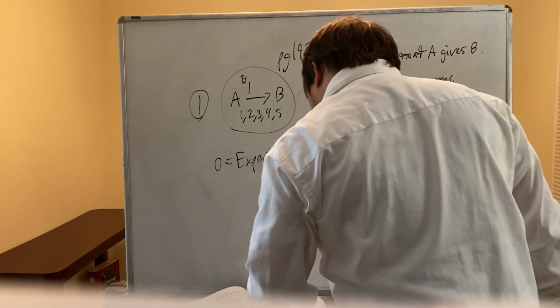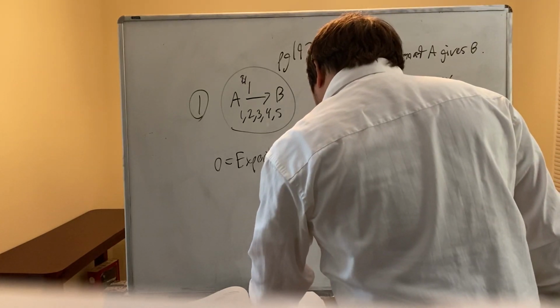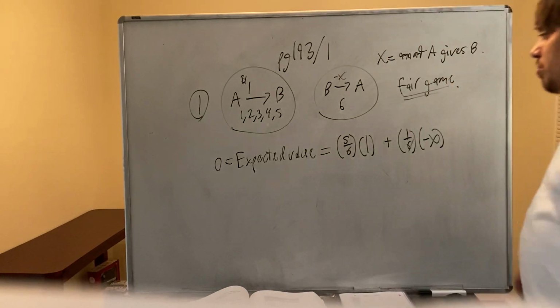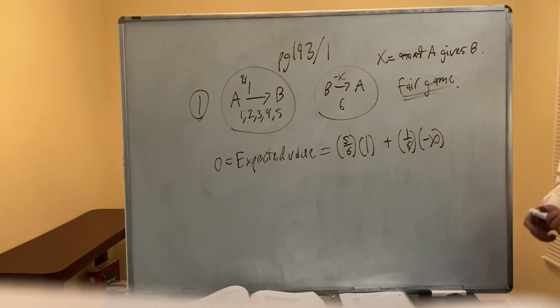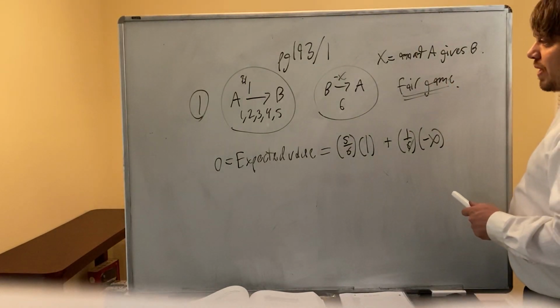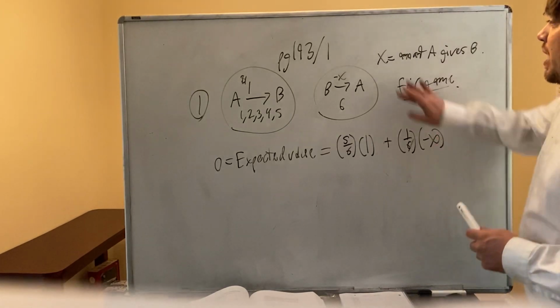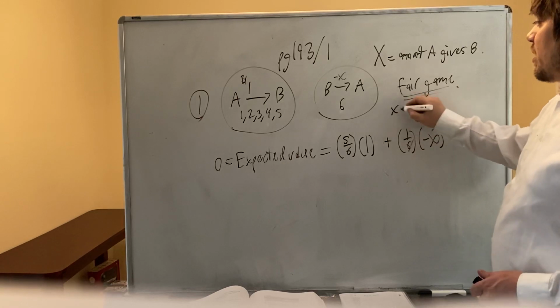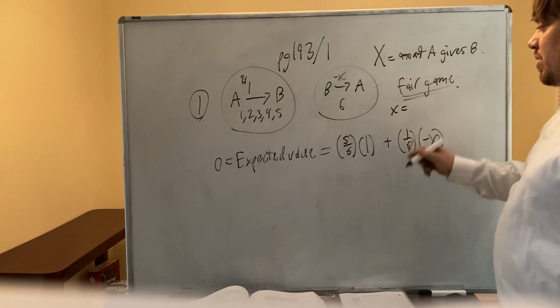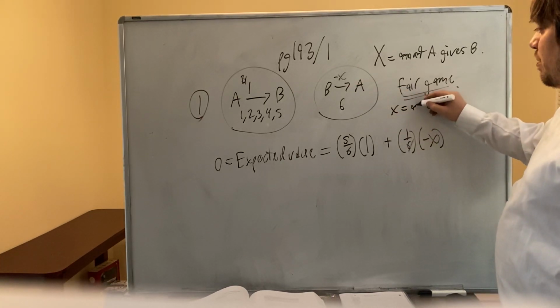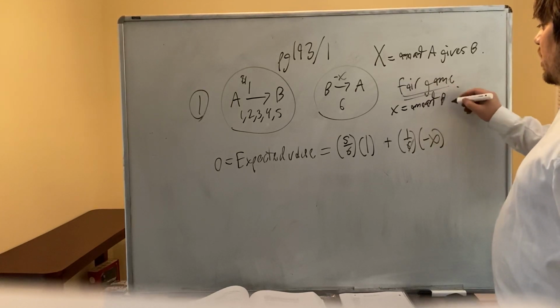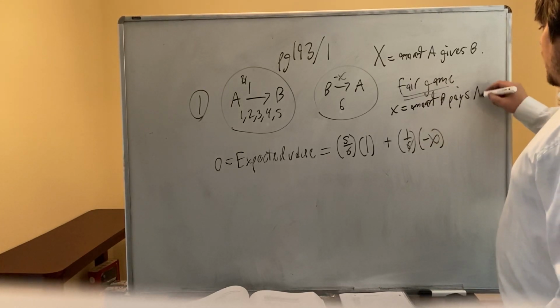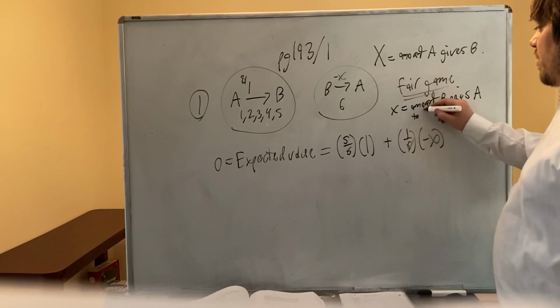Why? Because the problem is saying what should player B pay player A? So capital X is the amount A gives B. Little x is the variable, so that's confusing, the amount B pays A to have a fair game.